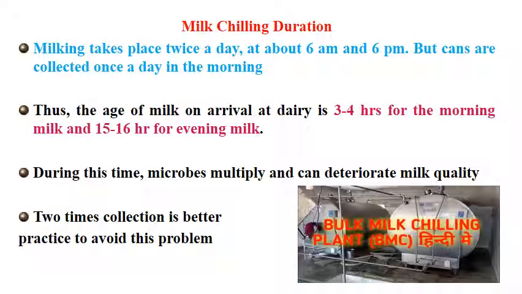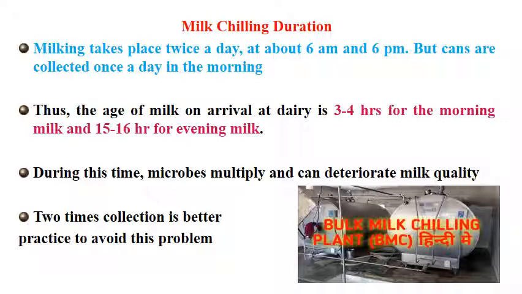Now we will discuss milk chilling duration, that is the gap between milking and chilling. That duration is very crucial. Milking normally takes place twice a day, morning and evening, around 6 a.m. and 6 p.m., but cans are collected once a day in the morning. So what happens? The age of milk on arrival at the dairy is 3 to 4 hours for the morning milk and 15 to 16 hours for evening milk. During this time, microbes can multiply.